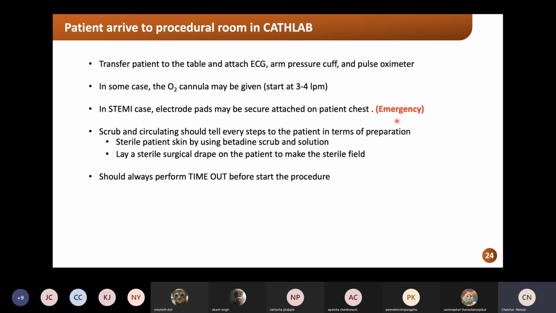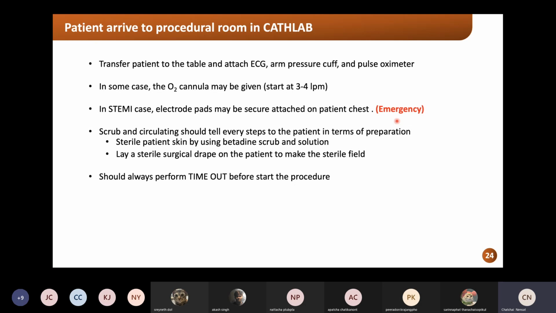And the scrub and circulating technician or nurse should tell every step to the patient in terms of preparation on the table. Like if you are a scrub technician and you prepare the patient, like draping the patient or something like that, you have to tell every step that you are doing to the patient, because the patient is not unconscious in this room. The patient is awake always when doing the procedure in the cath lab.